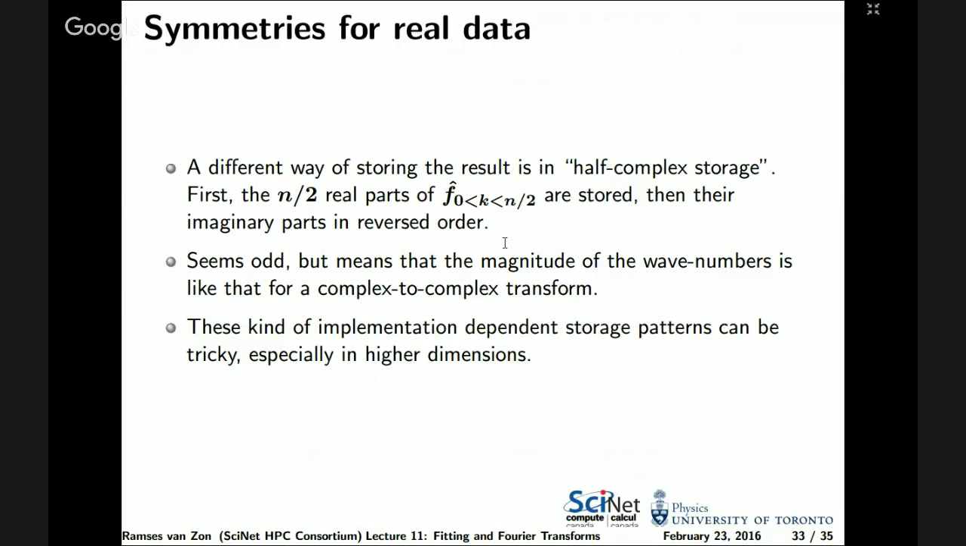One of them is called half complex storage, and there are just different ways. I don't want to go into the details, but if you have real data and you can't afford to double the size of the data and just work with it as complex data, these are details you'll have to figure out: how it is done, what is done.